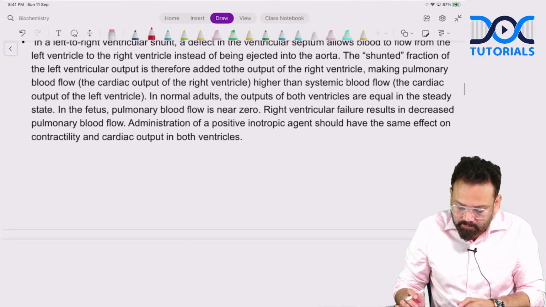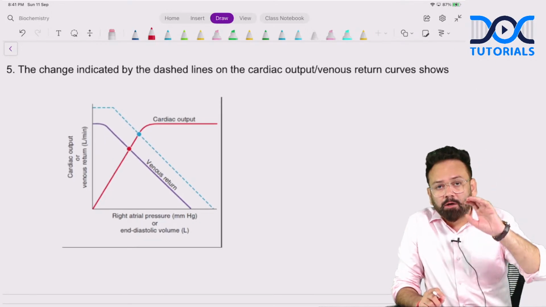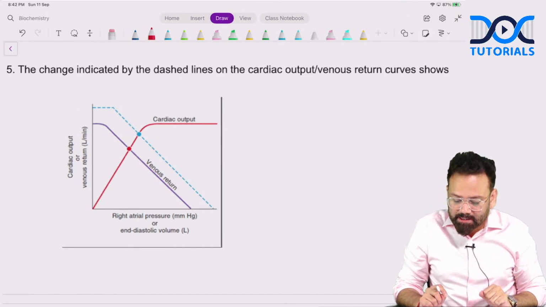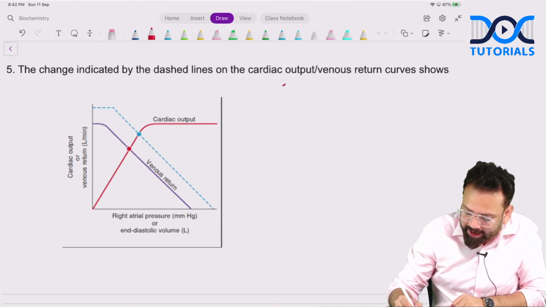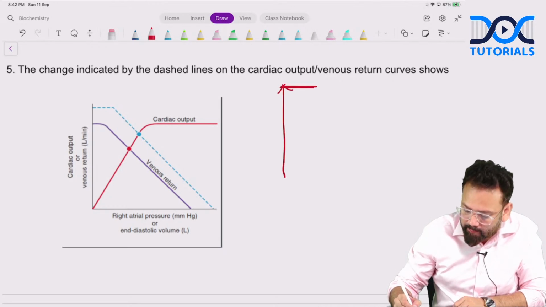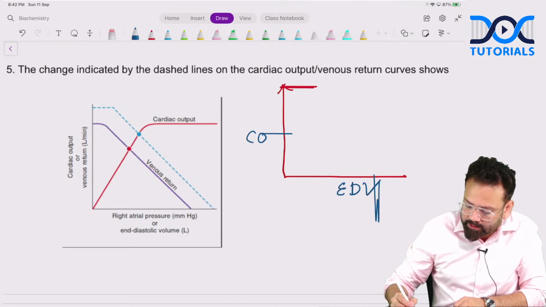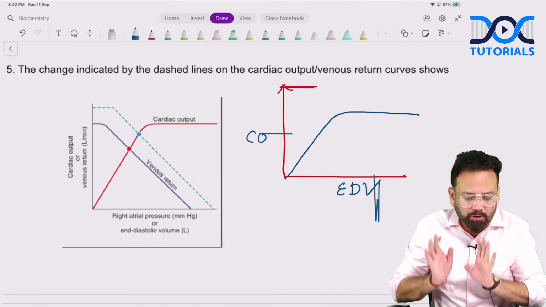Next question. Now, this is a beautiful diagram. For the last 10 years, almost every year somehow or the other they are asking this question. This is a very simple amalgamation of two images. See, this is your Frank-Starling law. If you plot cardiac output and end diastolic volume, you get this curve. This is called the Frank-Starling law. You know this or not?